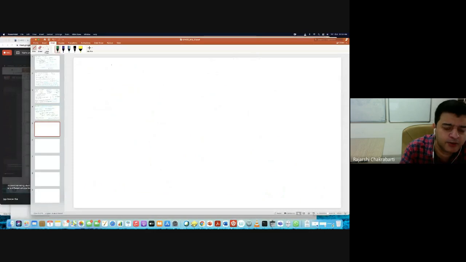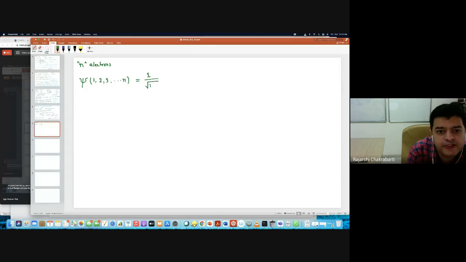If I have a situation with n number of electrons, what will the wave function be? The wave function is going to depend on how many coordinates? 1, 2, 3, up to n. And you will see that the normalization constant is going to be 1 by root over n factorial. And what are the terms? The first one is going to be phi 1 1 alpha 1. This is fine. 1 means 1s or something like that.